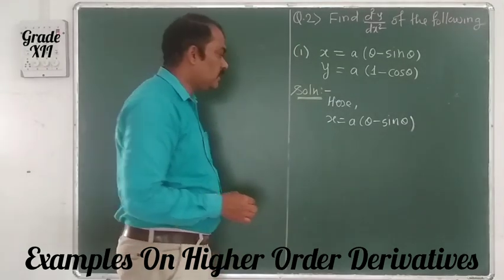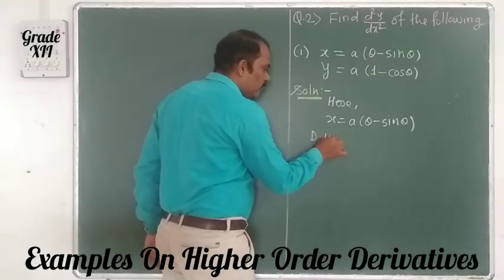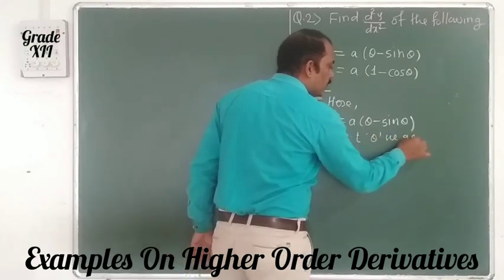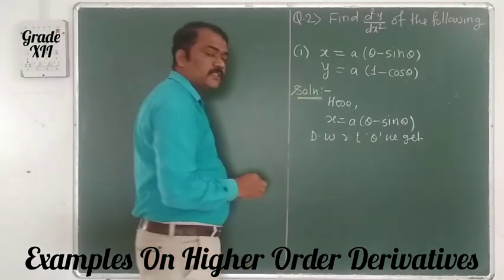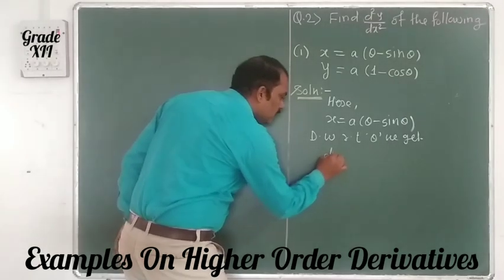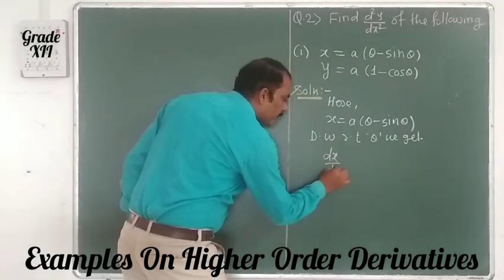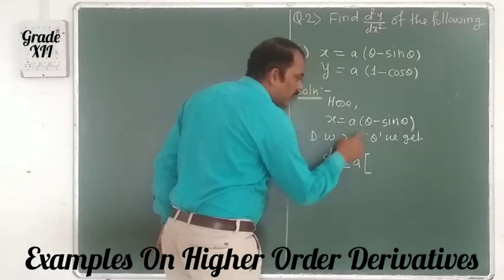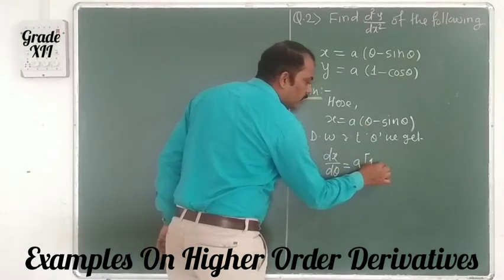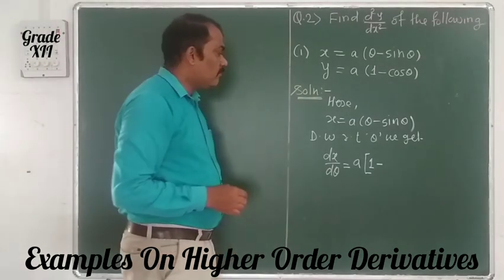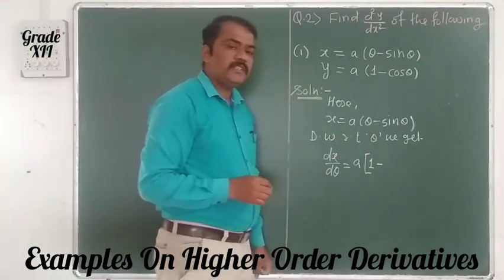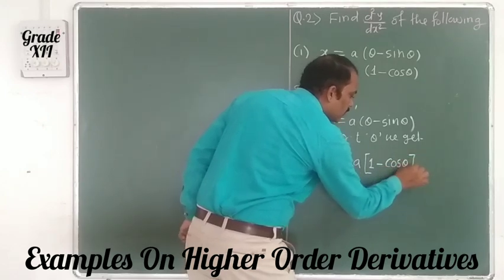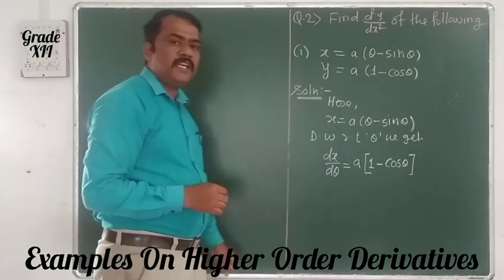We have to differentiate with respect to theta. Differentiating with respect to theta, we get dx by d theta is equal to a, a is a constant, we take it outside. Differentiation of theta with respect to theta is 1, minus, sin as it is. Differentiation of sin theta is nothing but cos of theta, which is the value of dx by d theta.